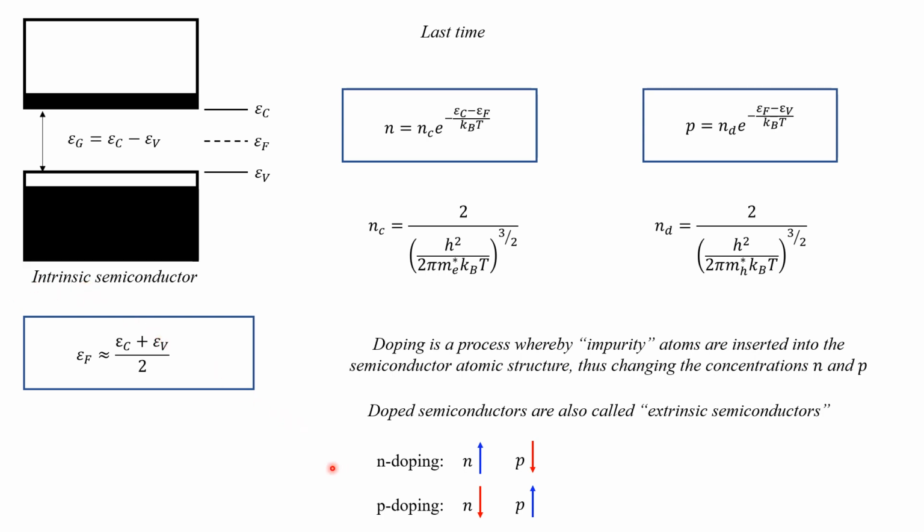And there are two types of doping. When we n-dope a semiconductor, we increase the concentration of free electrons and reduce the concentration of holes. And when you do p-doping, we decrease the concentration of free electrons and we increase the concentration of holes.